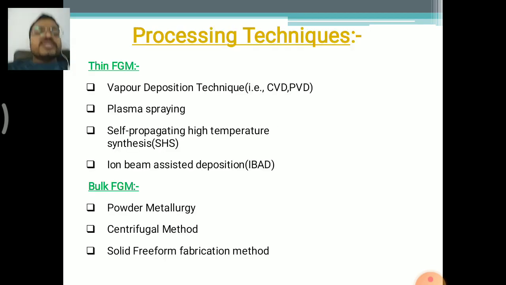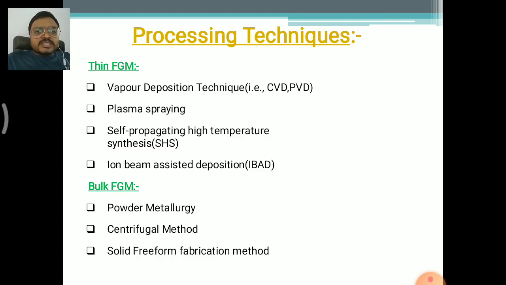Then going to the processing techniques. What are the processing techniques used for the manufacturing of FGMs? What are the techniques we regularly use in the processing of FGMs?